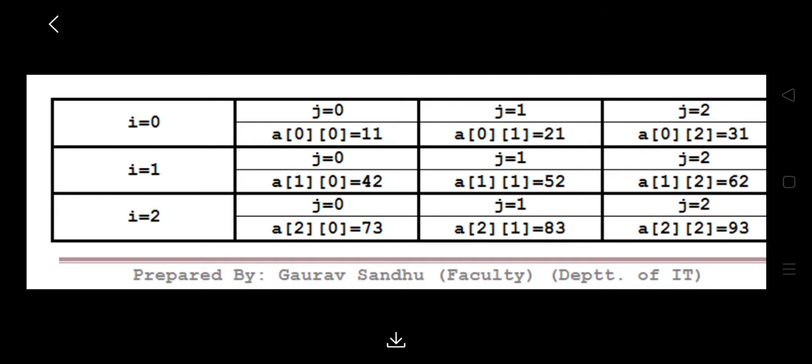When the value of j is 0 and i is 0, element A00 will be processed. When the value of i is 0 and the value of j is 1, element A01 will be processed. When the value of j is 2 and the value of i is 0, element A02 will be processed. Similarly, for the row where i is equal to 1 and the row where i is equal to 2, the array elements will be processed.